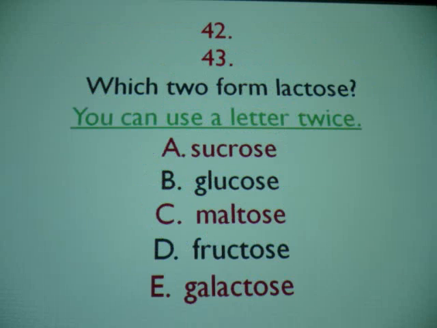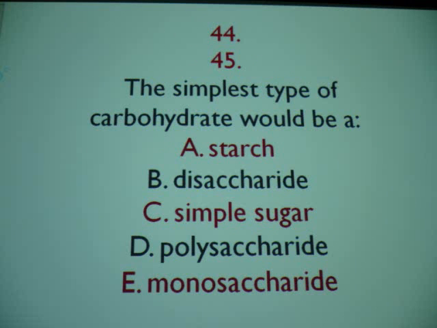All right. Which two of those make lactose? Glucose. There was glucose and what else? Galactose. It's always going to be glucose, and then another member. The simplest type, the simple sugar, is also called a monosaccharide. Those are both the same. There's two numbers up there. I require two of them. You can't be one or the other, it's got to be both.